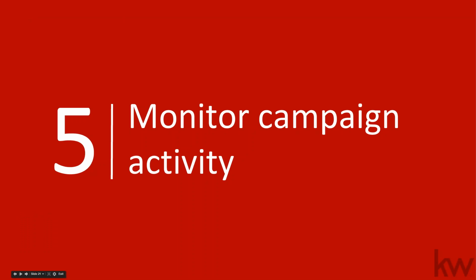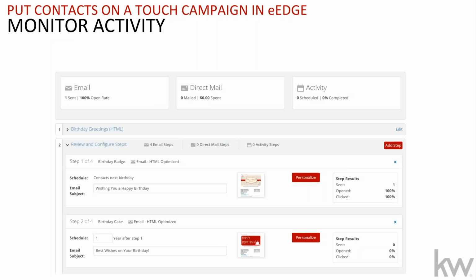Now we want to monitor the campaign activity, and we're going to do that, as I mentioned, within the campaign itself. You'll be able to see the amount of pieces that were sent, how many opened them, and then the click-through rate. If you added any links in your piece, if you personalized it, or if there's any links embedded in the piece, it will tell you how many times that piece was clicked through.